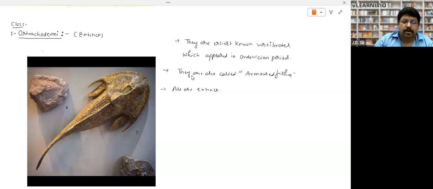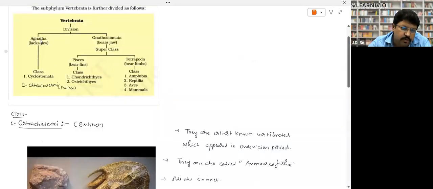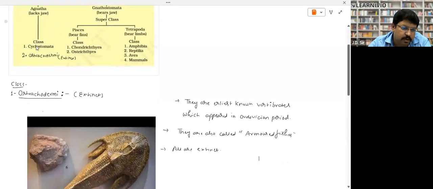They are also called armored fishes because their bodies remain covered with armor-like structures. So they are called armored fishes. They all are extinct. That's what we know about them. Agnatha, clear? Okay. After ostracoderms, I said to you that agnatha means they do not have jaws.